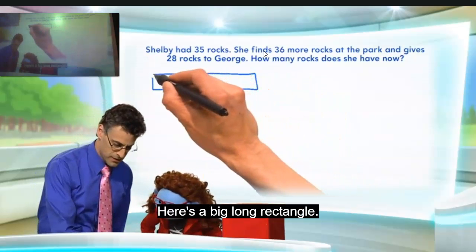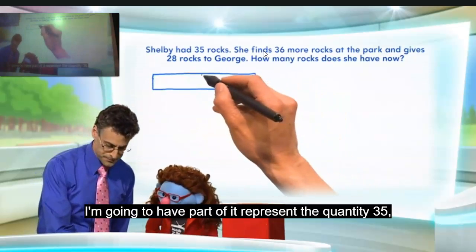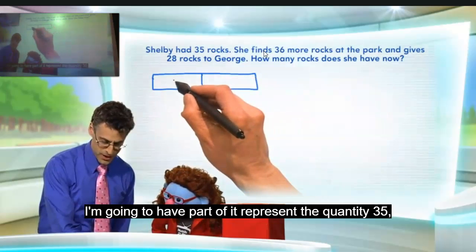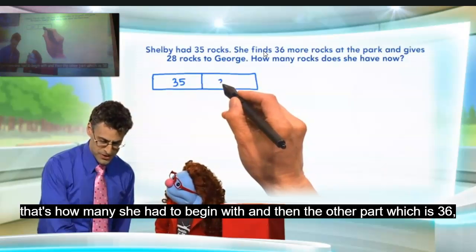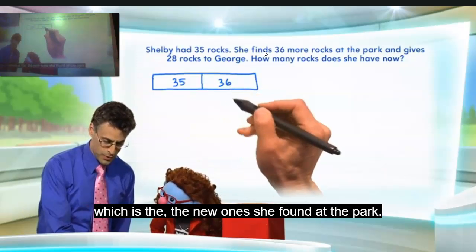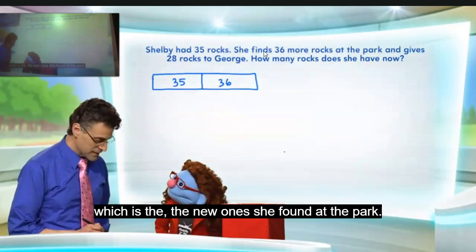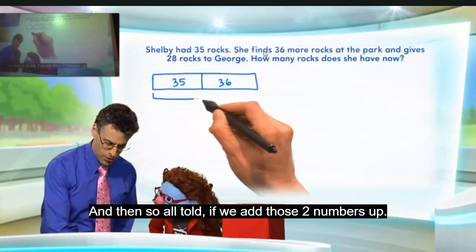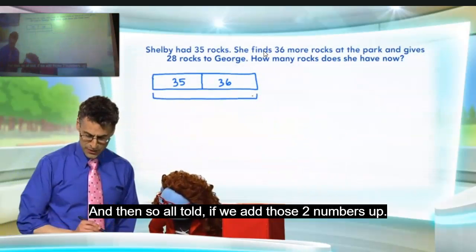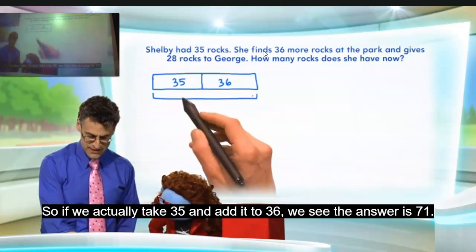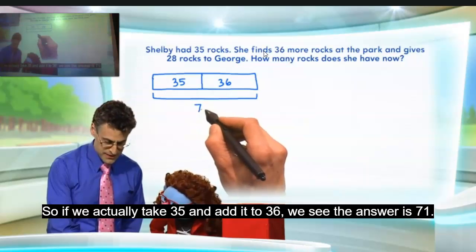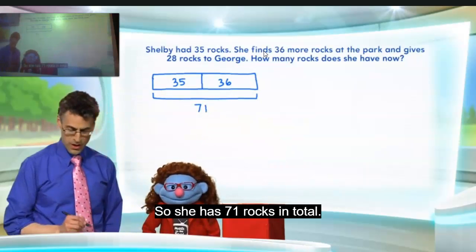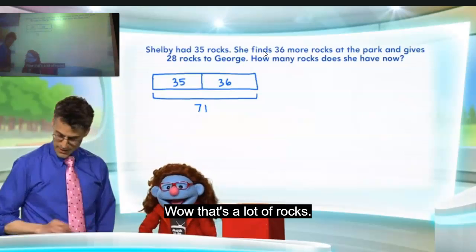Whoops. So here's a big, long rectangle, and I'm going to have part of it represent the quantity 35, that's how many she had to begin with, and then the other part, which is 36, which is the new one she found at the park. Right. And then so all told, if we add those two numbers up, so if we actually take 35 and add it to 36, we see the answer is 71. So she has 71 rocks in total. Wow, that's a lot of rocks.